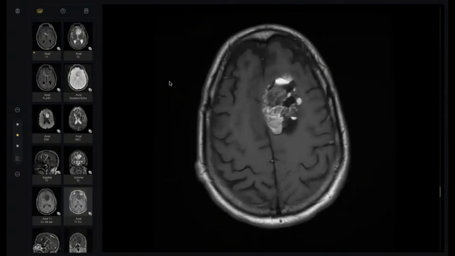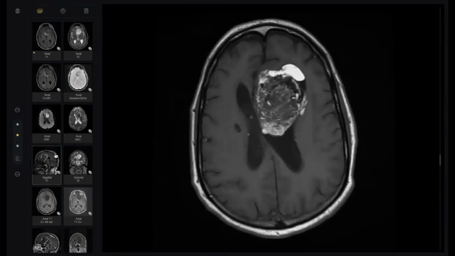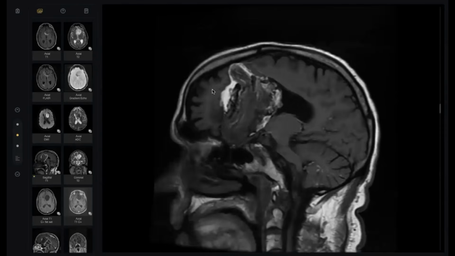If I can revise the sagittal cuts of the patient, this is sagittal. I can find that the lesion is extending to the floor of the frontal fossa. Not frontal, anterior cranial fossa. And anterior cranial fossa.